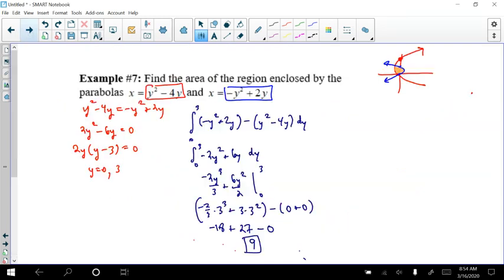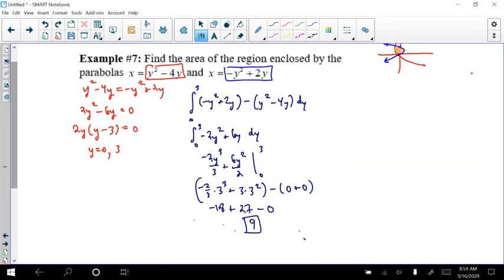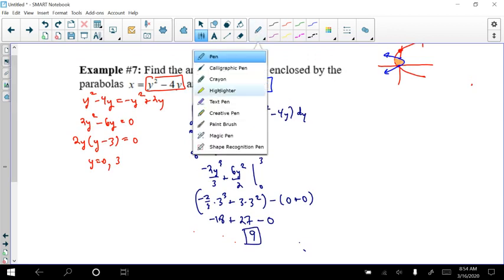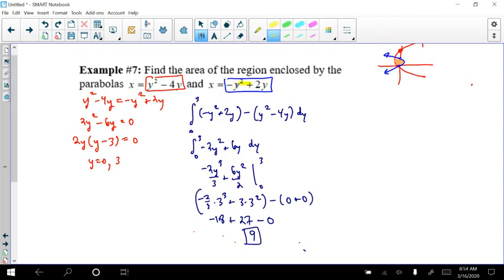So I'm noticing in this example a couple of things. One, it's x in terms of y, and in my head I need to remember that I'm going to have to be in terms of y as I go right minus left. The other thing I noticed is they didn't give me a picture, so I'm going to try to figure out which one is to the right and which one is to the left.